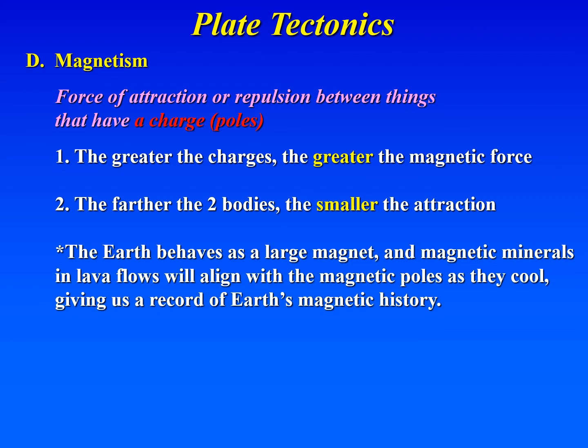Now, most of you probably know that the Earth behaves like a large magnet. If you've ever taken a compass out, right? What do compass needles do? They point north because they're magnetic, and the Earth has a magnetic pole at both the north and the south.